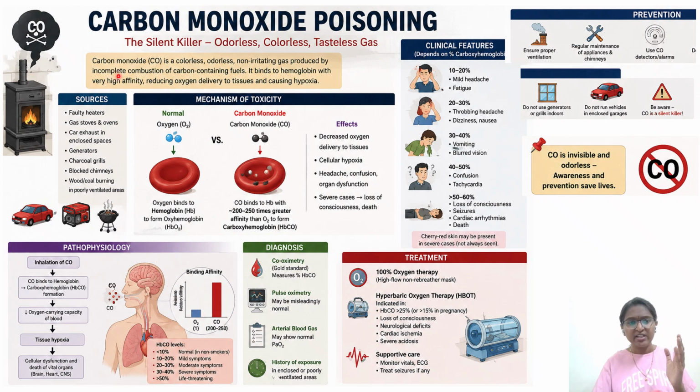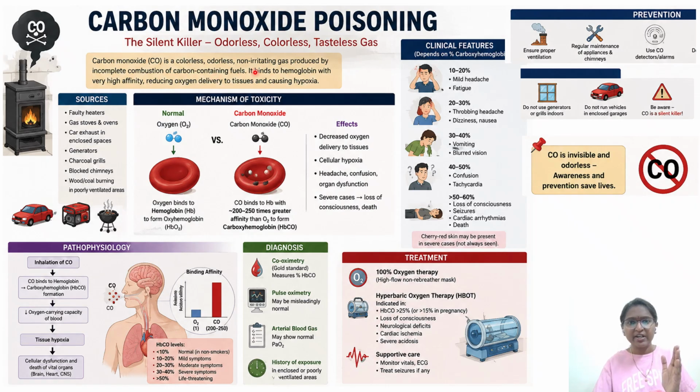It is a gas produced by incomplete combustion of carbon containing fuels. What are those carbon containing fuels? Faulty heaters, gas stoves, car exhaust in the case of enclosed spaces, generators, charcoal grills, blocked chimneys, wood charcoal burning in poorly ventilated areas. So whenever you are using this type of equipment, it should not be in a closed area. What is happening is incomplete combustion of carbon containing fuels.